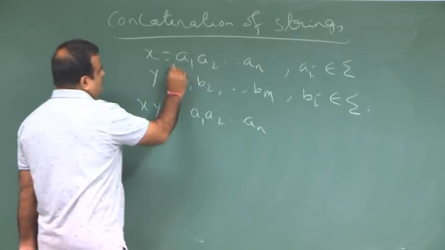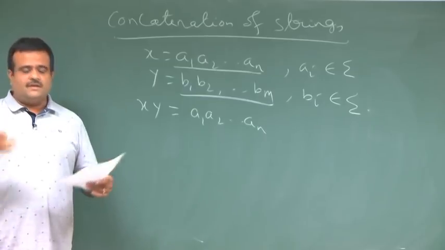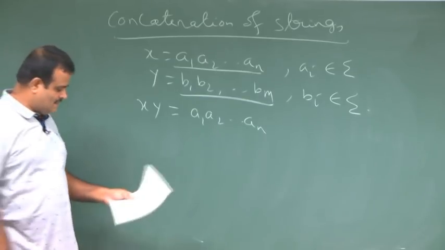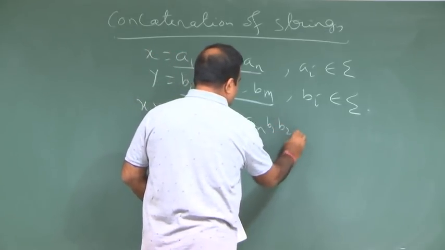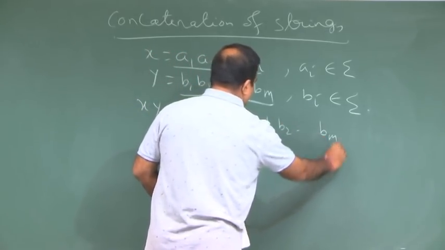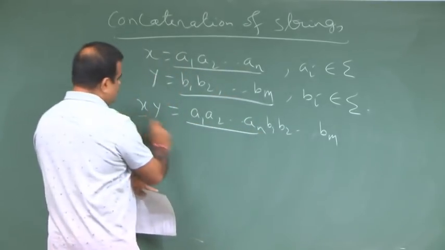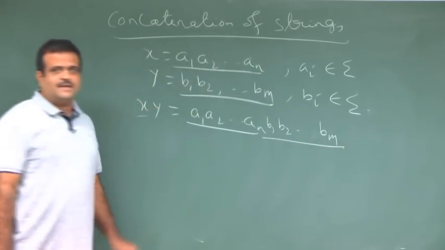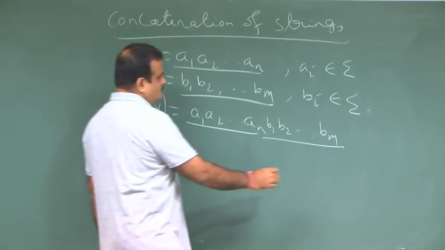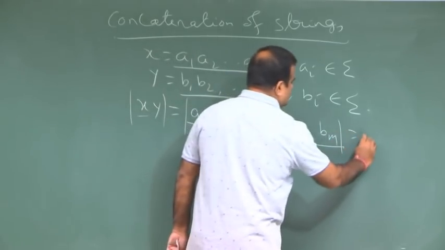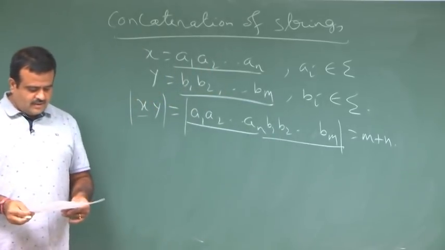This is a string of length n, this is a string of length m, then if we concatenate, it will be a new string of length m plus n. So, this is nothing but the occurrence of the first sequence followed by the occurrence of the second sequence. Now, what is the length of this? The length is m plus n, the length of x plus the length of y.